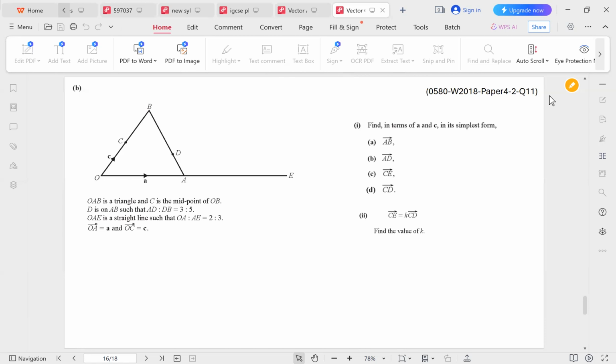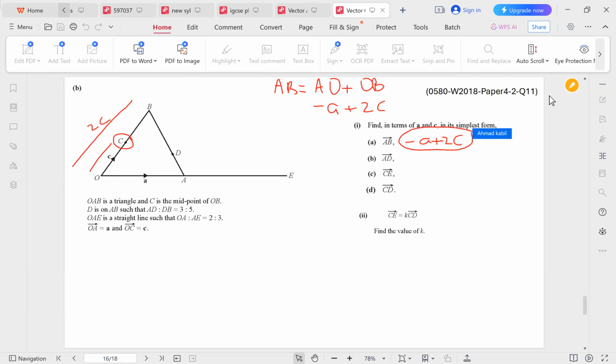Find AB. So to get AB, that would equal AO plus OB. AO is negative A. OB would be a multiple of OC. Now we're told that C is the midpoint. So we can just understand that OB is double OC. So OB would simply be 2C. So therefore, here we have 2C. So AB would be negative A plus 2C. That would be the answer to A.